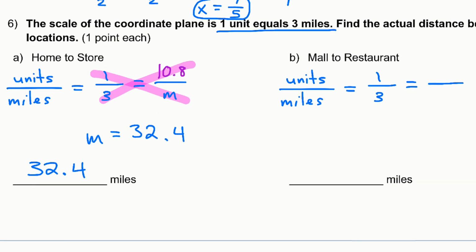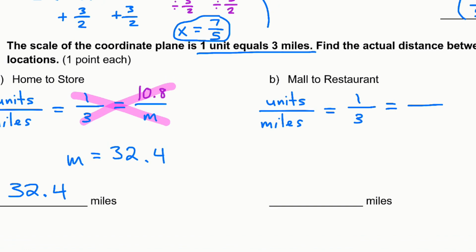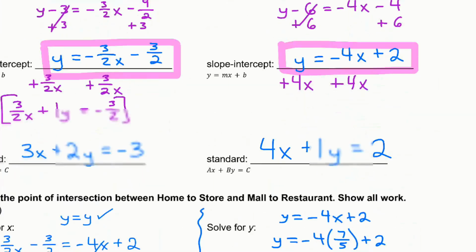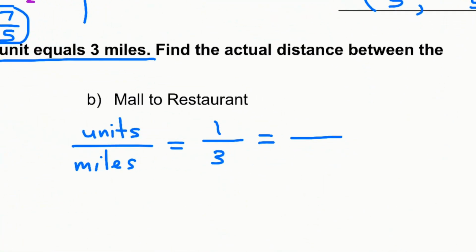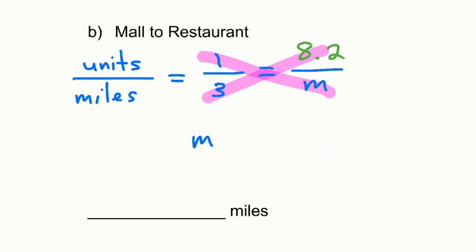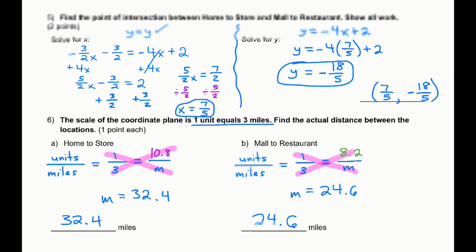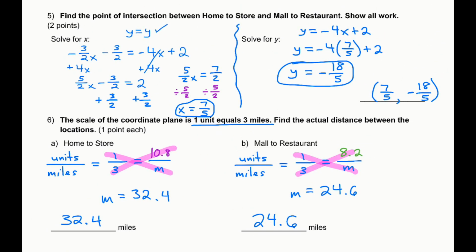We're going to do the same thing on the mall to the restaurant. The mall to the restaurant was 8.2 units. So we'll have 8.2 up here, and we'll have the miles down here. And again, cross products. So 1 times m is m. 3 times 8.2 is 24.6. And that should be that.